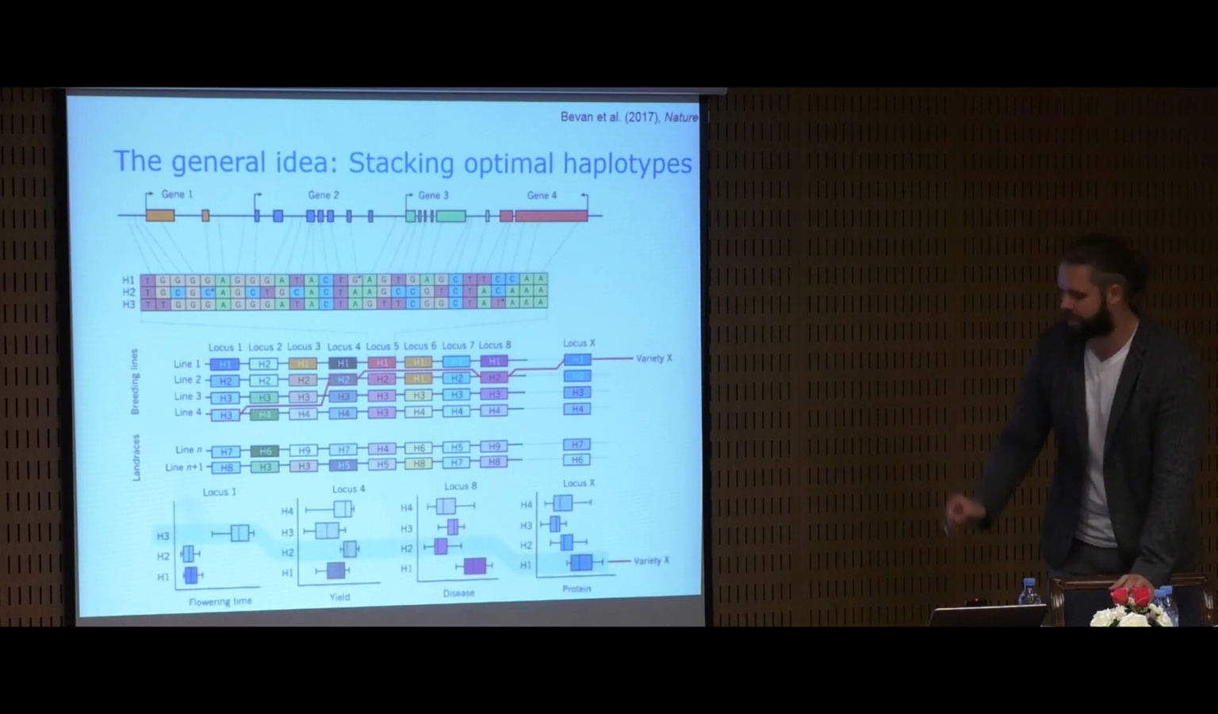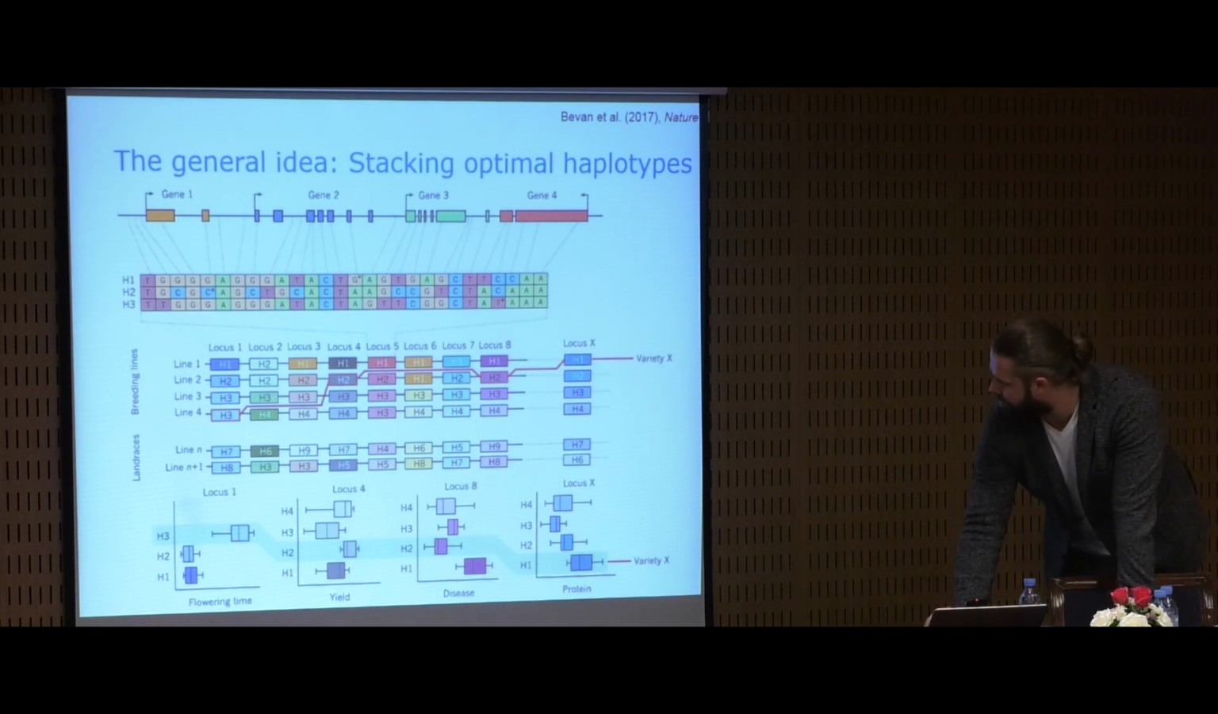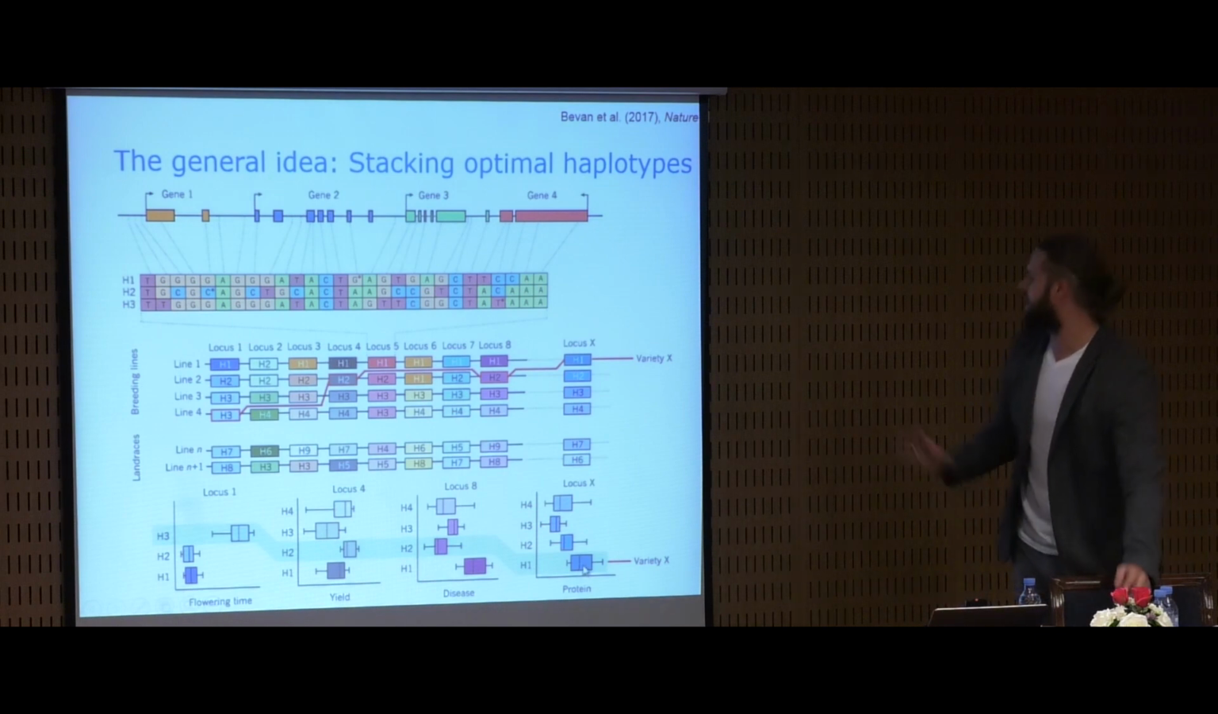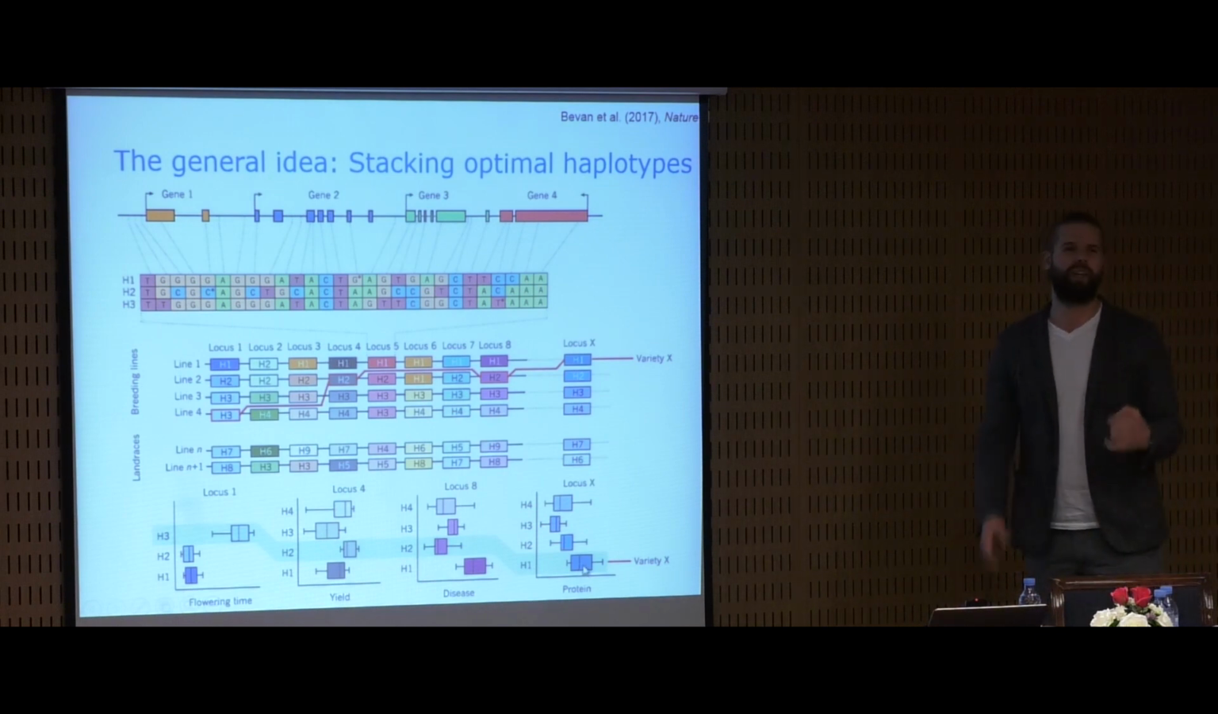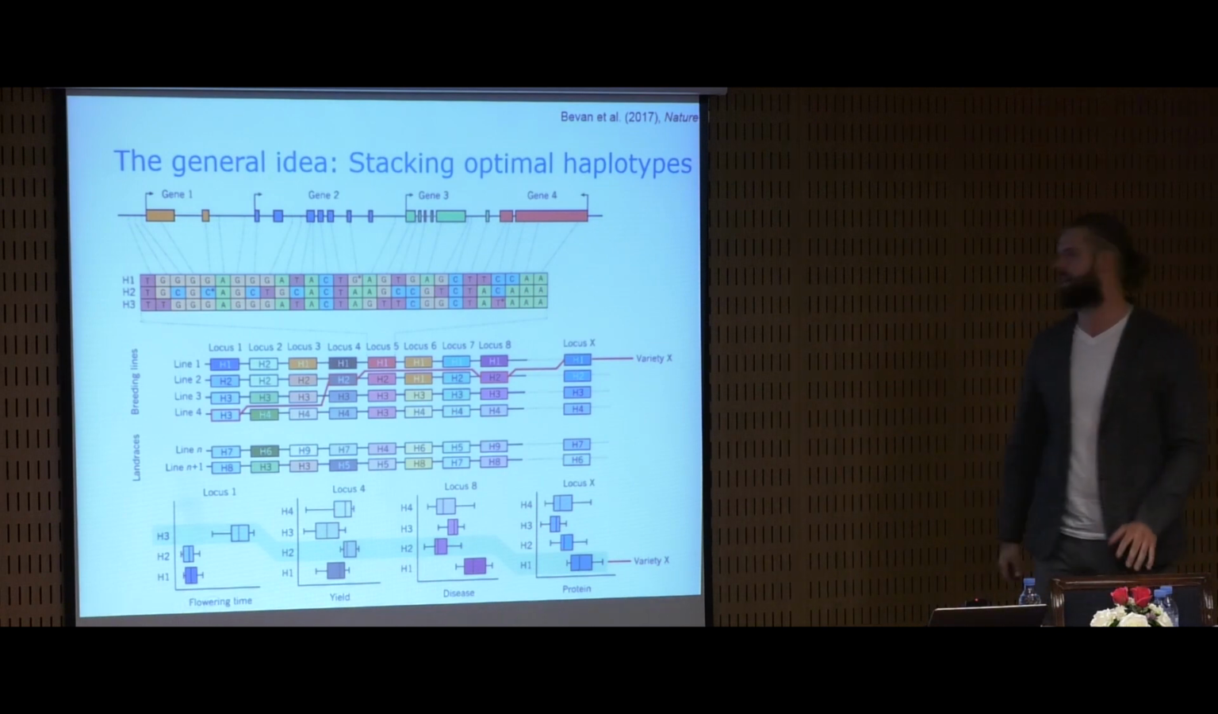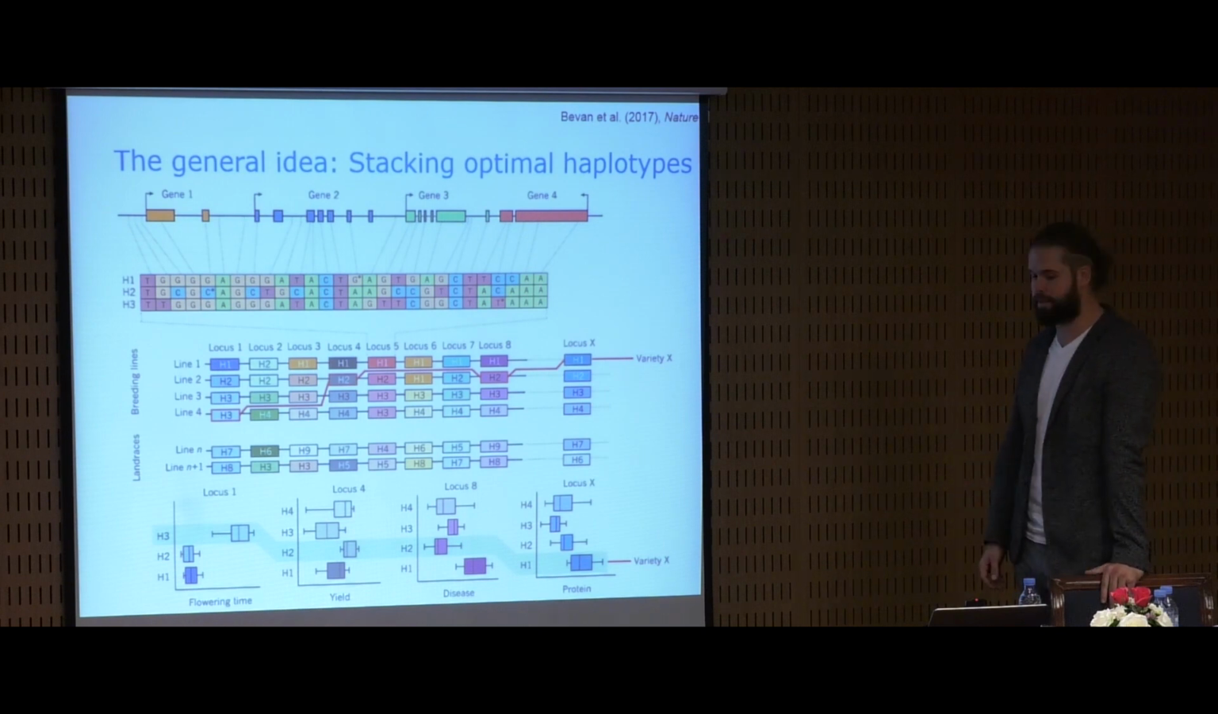You can think of different traits, and it's down here in the bottom. I hope you can see it. So you could think of locus 1, which is this guy here. You want to select for the latest flowering time, but at the same time, obviously, you want to select for the highest yield, which is somewhat associated to molecular variation at locus 4. You do the same for disease, the same for protein, and so on. So the general idea is really to stack up as many positive haplotypes as possible.